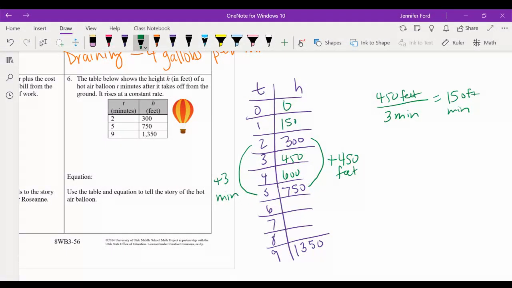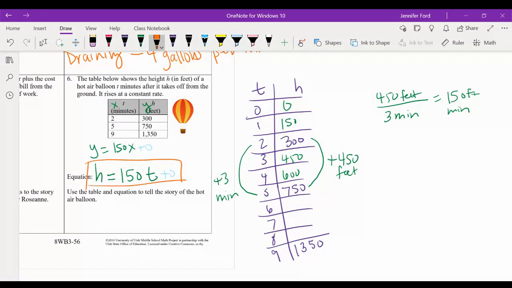Okay. So the equation, the height in feet is 150 times time. If you wanted to, you could do y equals 150x if you renamed the time in minutes x and the height in feet y, if that helps you. You're also welcome to write plus 0, but you don't have to, because adding 0 doesn't really change the story. So this is the equation.